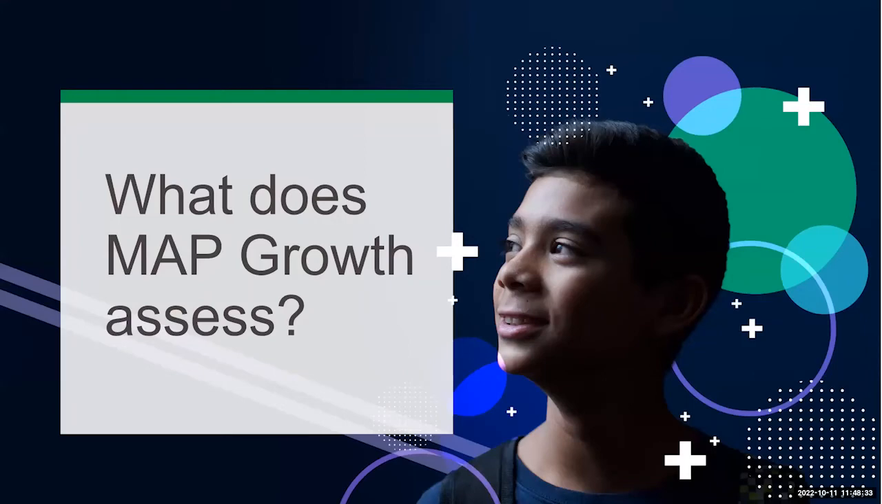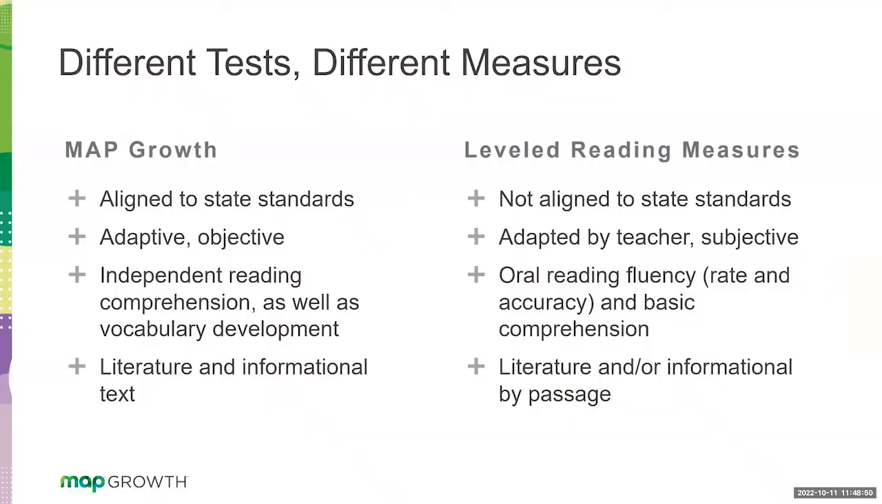When we look at what MAP Growth assesses in terms of literacy, especially knowing that you are potentially using other literacy screeners or assessments, MAP Growth really assesses one piece and other screeners assess other pieces of the literacy spectrum. As I mentioned, MAP Growth is aligned to state standards. So the test items for Michigan are specific to Michigan and align to the Michigan state standards.